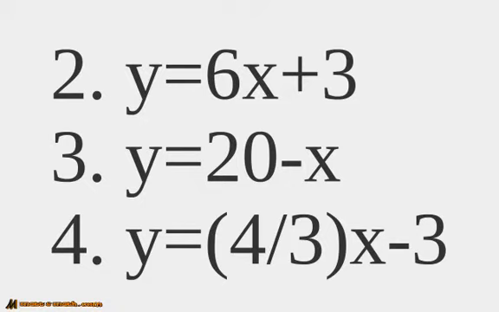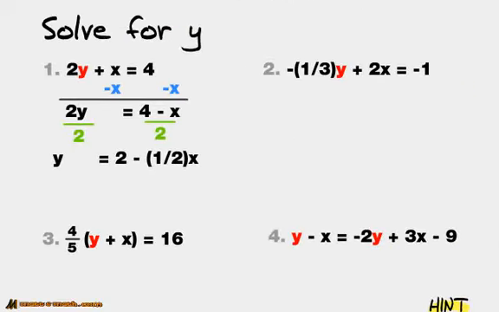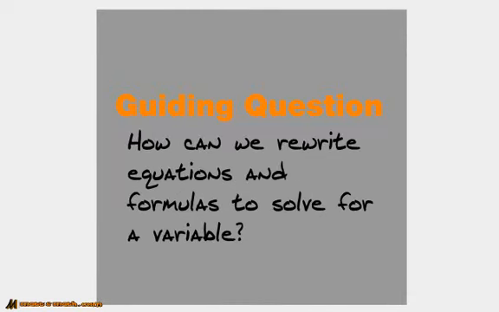How'd you do? Have any troubles? Definitely look at the reciprocals and multiplying by the opposites. See if that helps you. But that's pretty much it for today. Can you answer this question of how we can rewrite equations and formulas to solve for a variable? I bet you can. Pretty simple as long as you know how to move everything around an equation. That's all you're doing. Well, that's it.